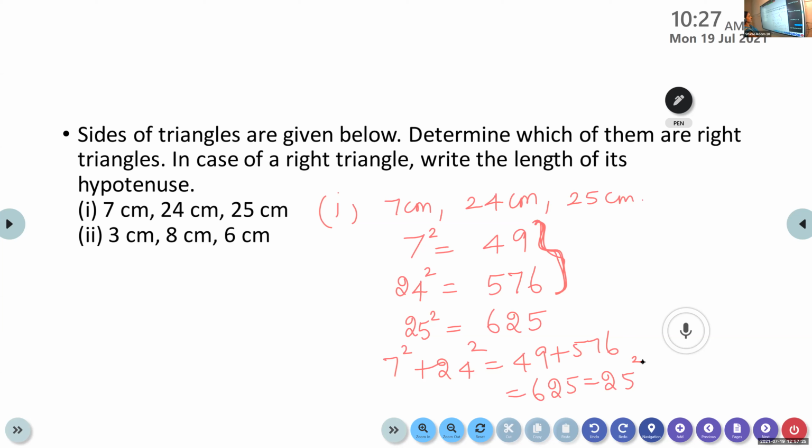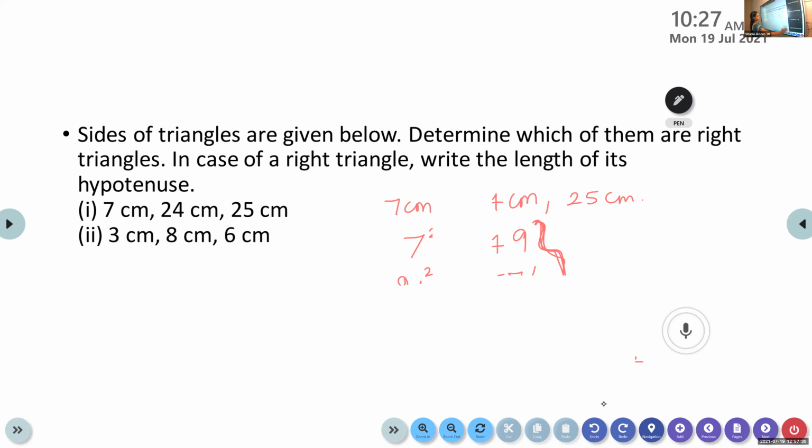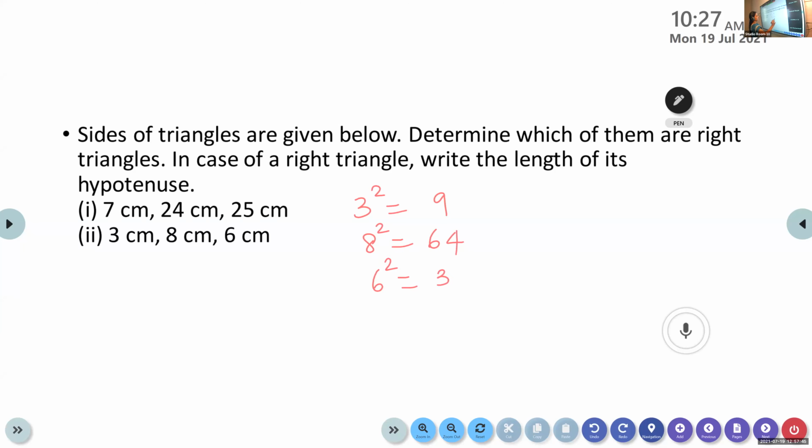Okay, now look at the next one. Look at the second question. What do you have to do here? We have to square the numbers. What is 8 square? It is 64. 6 square is 36. So which two numbers we have to add here?